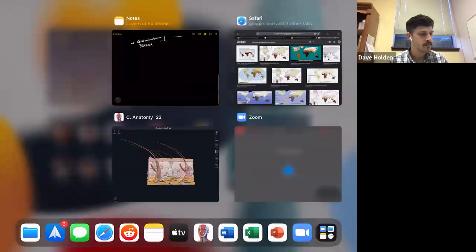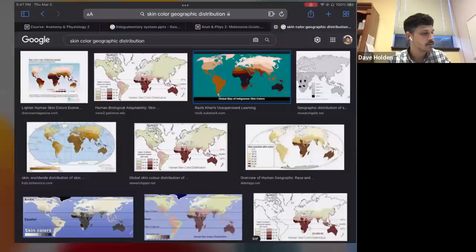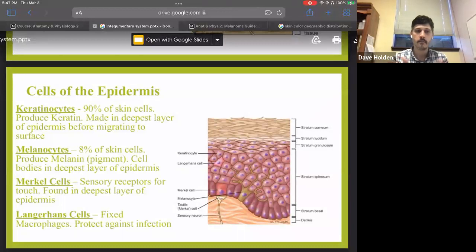Where am I? Oh, that's right. Okay, melanocytes produce melanin. Cell bodies in the deepest layer of the epidermis. Oh, so I was mistaken then. In the deepest layer of the epidermis, that would be stratum germinativum or stratum basale, the basal layer. They use basal on this image on the right-hand side down at the bottom. Stratum basale, that's the basal layer, that's the bottom.